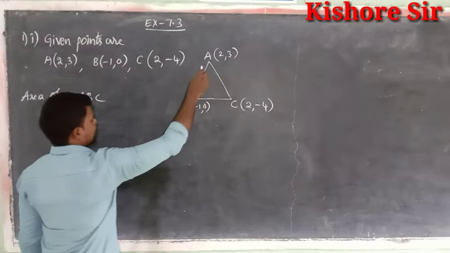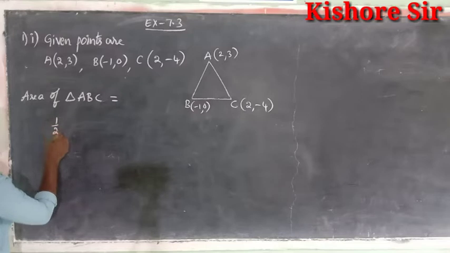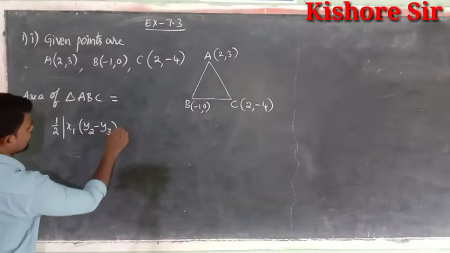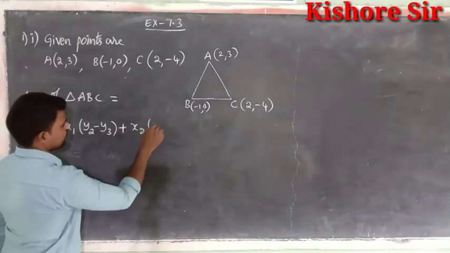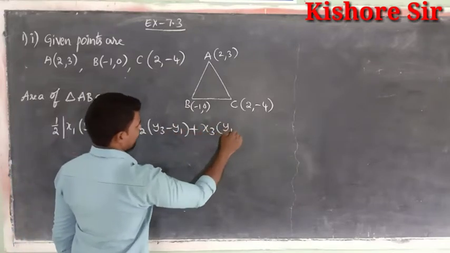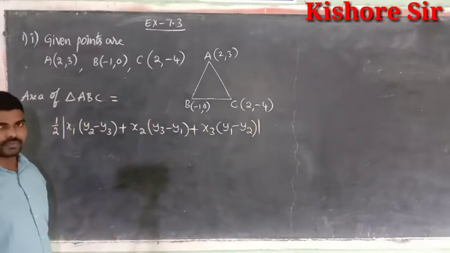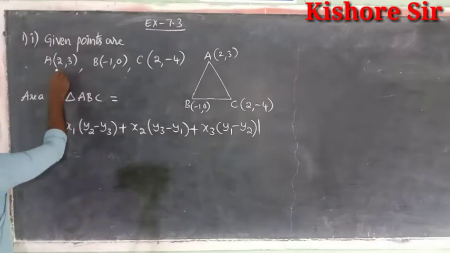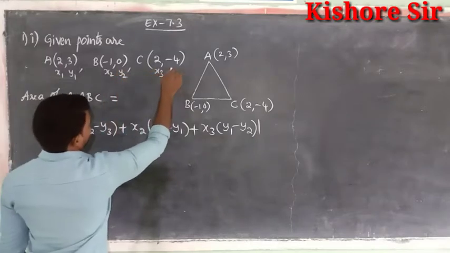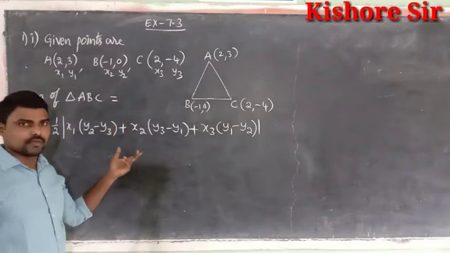ABC. Area of the triangle ABC is equal to, the formula is 1 by 2 modulus x1 of y2 minus y3 plus x2 of y3 minus y1 plus x3 into y1 minus y2. So this is the formula for area of the triangle. Now we can take first point as x1 y1, second point as x2 y2, and third point as x3 y3. Substitute these values in given formula.